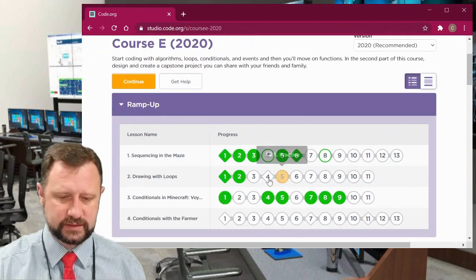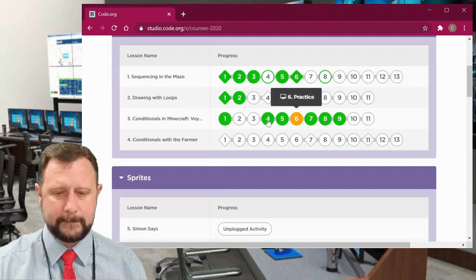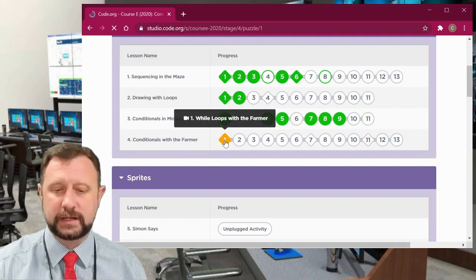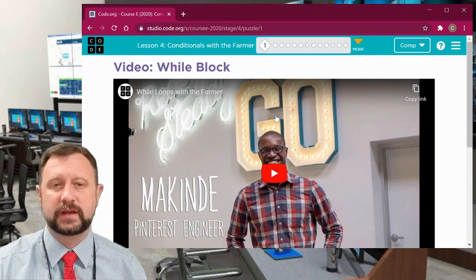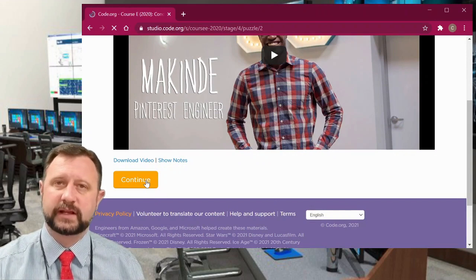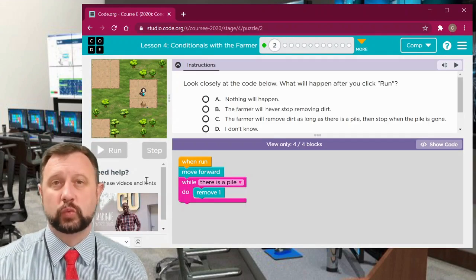We've got these two levels. We did sequencing and Minecraft conditionals. Now we're going to do this one, conditionals with the farmer. 13 puzzles. First being a video. I would like you to watch this video. It's a cool guy from Pinterest, and he kind of explains how these conditionals work.